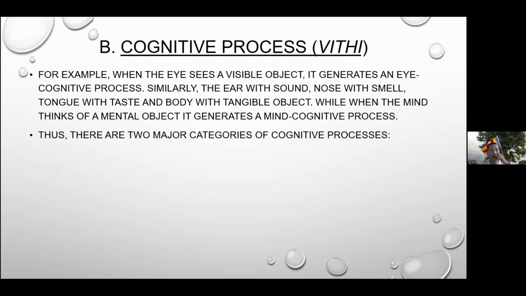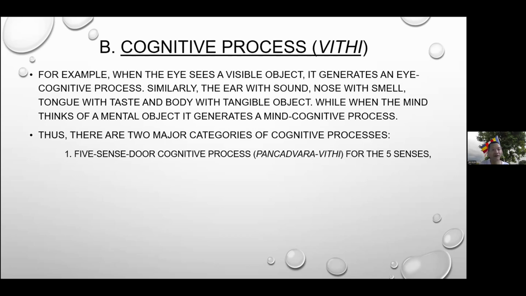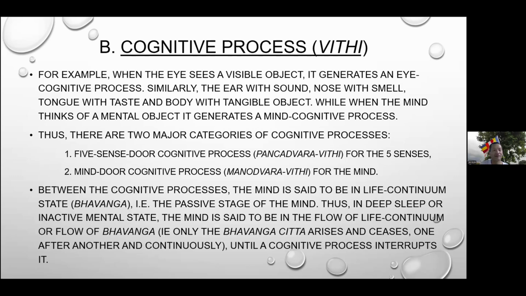Thus, there are 2 major categories of cognitive process. One is the 5 sense door cognitive process, that means the eye cognitive process, ear cognitive process, nose cognitive process, tongue cognitive process, and body cognitive process. That is the 5 senses. And the second one is the mind door cognitive process, which is the mind itself.